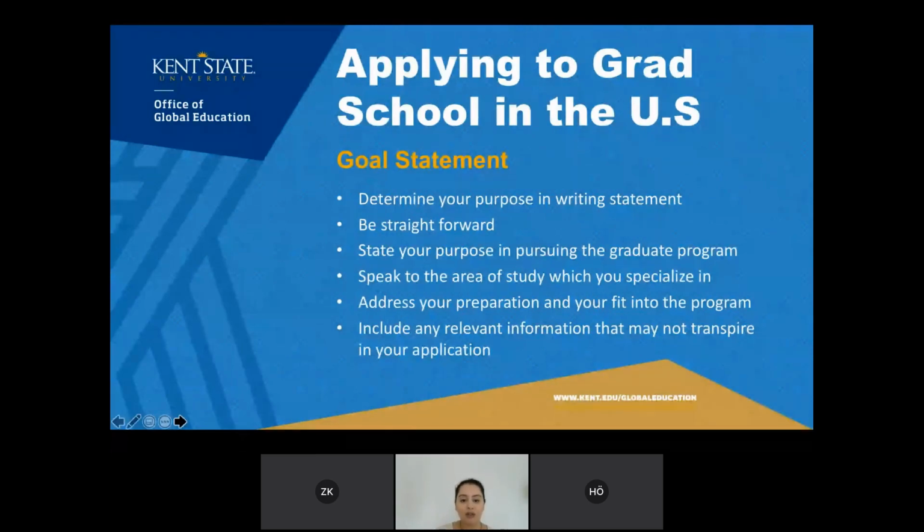Especially as an international student, you cannot meet with the department, or you cannot come to visit them. It's a little bit hard. So it's your chance for them to feel like they know you. Because a lot of times they just look at your transcript, they look at your resume, and everything is kind of dry. So this is your chance to really add anything that may not transpire in your application, and to make them feel that they know you as well.